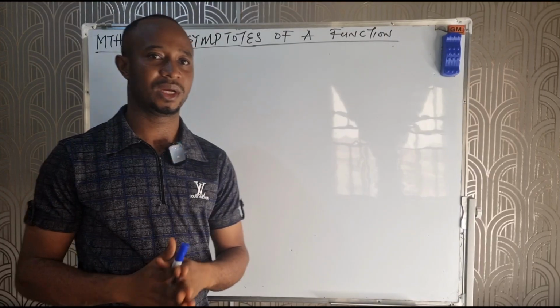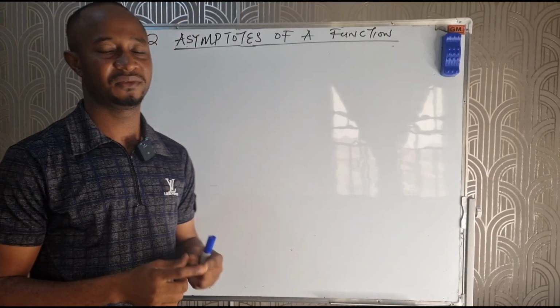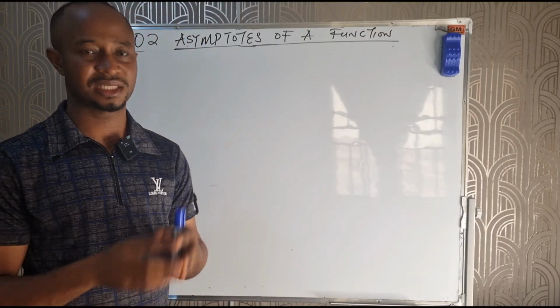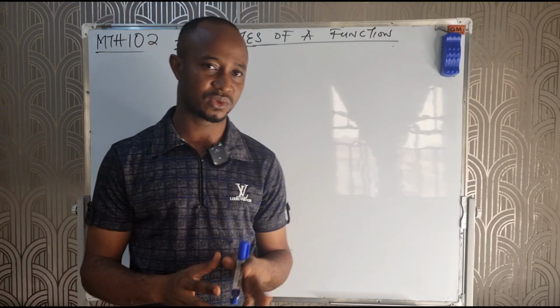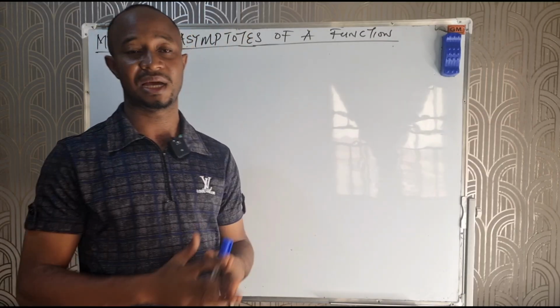In our previous class we defined the concept of asymptotes and we talked about how to find the vertical asymptotes. And I want to do a recap. We say that we have three types of asymptotes. We have the vertical asymptotes, we have the horizontal asymptotes, then we have the slant or the oblique asymptotes.